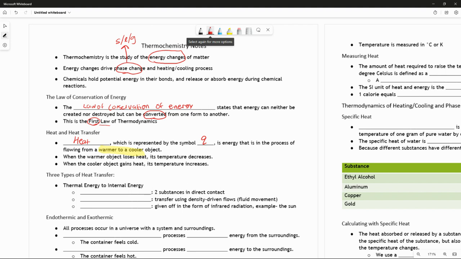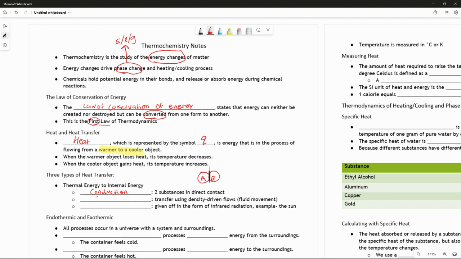All right, there are three types of heat transfer. The first one is conduction. Conduction is when two substances directly touch each other. So let's say we have a ball A and a ball B. They directly touch in this space right there. Therefore, it is heat transfer by conduction.